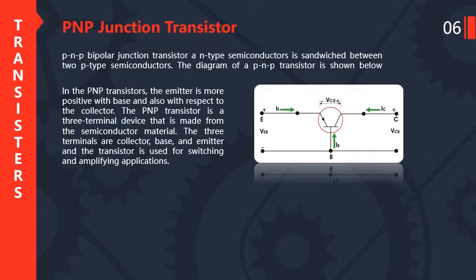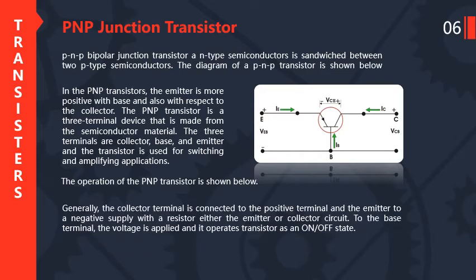The PNP transistor is a three-terminal device that is made from semiconductor material. The three terminals are collector, base, and emitter. The transistor is used for switching and amplifying applications. In the operation of a PNP transistor, generally the collector terminal is connected to the negative and the emitter to a positive supply with a resistor in either the emitter or the collector circuit. To the base terminal, the voltage is applied and it operates the transistor in an on/off state.